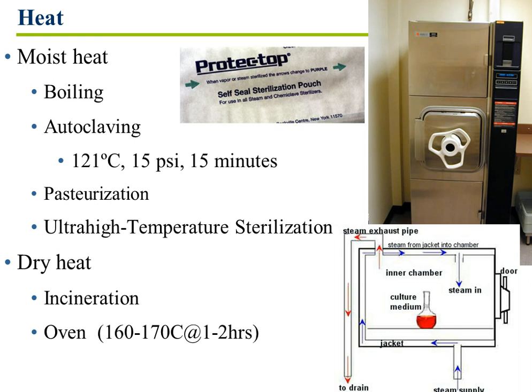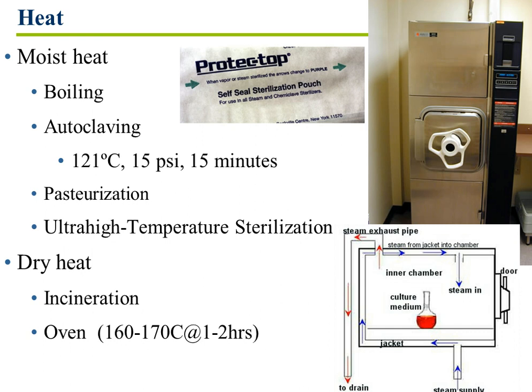Now remember, that's 121 degrees Celsius. 100 degrees Celsius is boiling temperature. So it's the pressure that drives the temperature up. The material is autoclaved usually for 15 minutes. And then the steam is evacuated. Pressure drops down. And then we can open up the autoclave and get the material out. We autoclave all of our media in the autoclave.